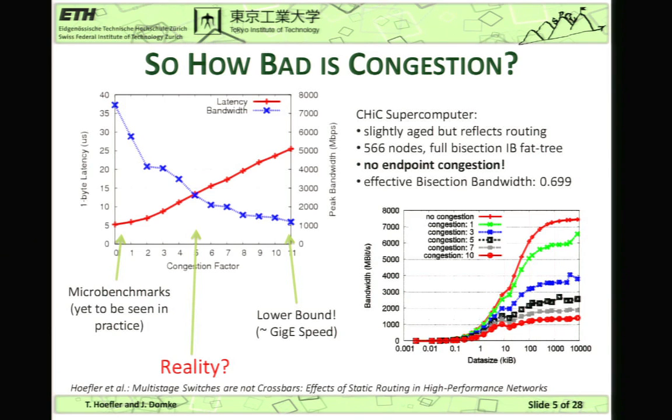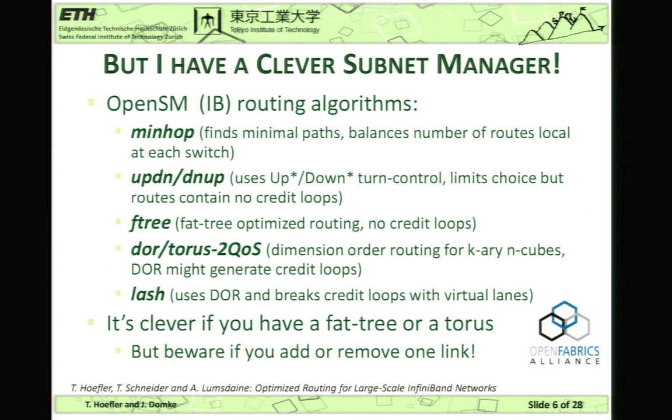But for a full bisection bandwidth network, I would expect 100%, right? I mean, that's the idea of full bisection bandwidth. We just need to know this. This is a technical limitation. So now the question is, what can we actually do about this? How can we improve this further? I mean, is 70% really what we get, or can we actually go further?